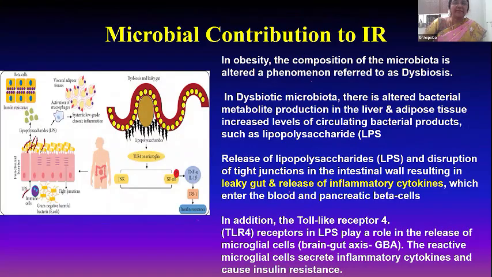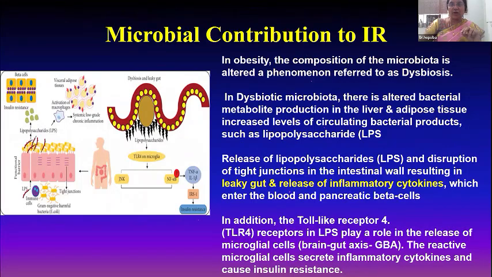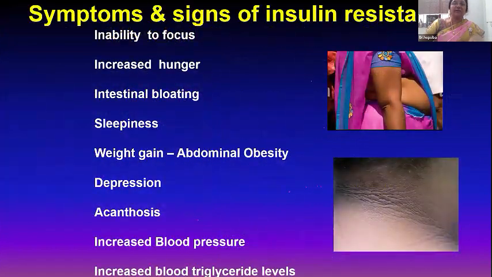Another important and interesting factor is dysbiosis. In obesity, there is always an altered composition of microbiota, and they produce metabolic products called lipopolysaccharides. These interfere with the junctions of the intestinal wall, cause a leaky gut, and release inflammatory cytokines that enter the blood and reach the pancreatic beta cells. Not only that, they enter the brain also through the brain-gut axis, and microglia, in addition, also secrete inflammatory cytokines, which ultimately cause insulin resistance. So chronic inflammation, lipid metabolism alteration, and microbial contribution cause insulin resistance.